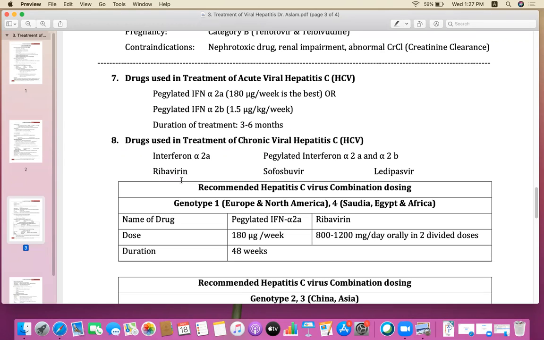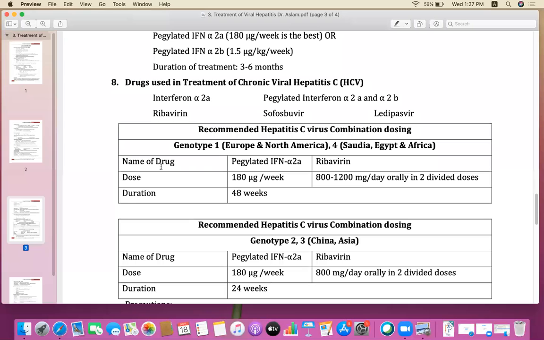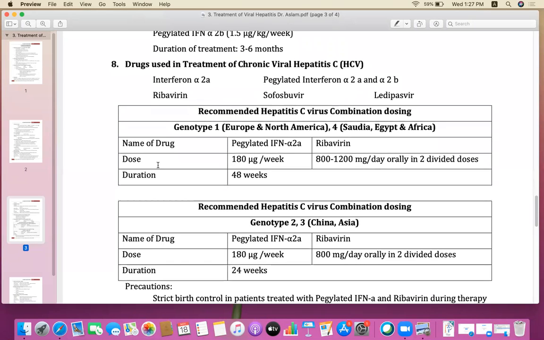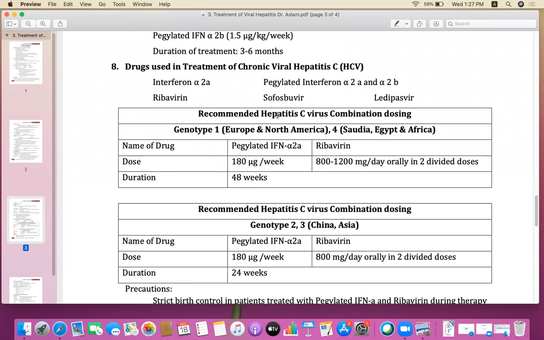Ribavirin is used in the treatment of chronic viral hepatitis C. If there is a question in your MCQ, which of the following drugs is useful in the management of HCV chronic infections? So remember ribavirin. We will discuss what is ribavirin. But before going to the exact cases, there are the recommended hepatitis C virus combination dosing.